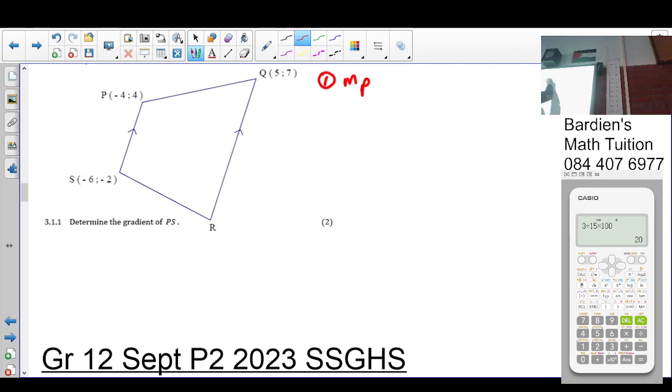The gradient of PS is going to be y2 minus y1 over x2 minus x1.